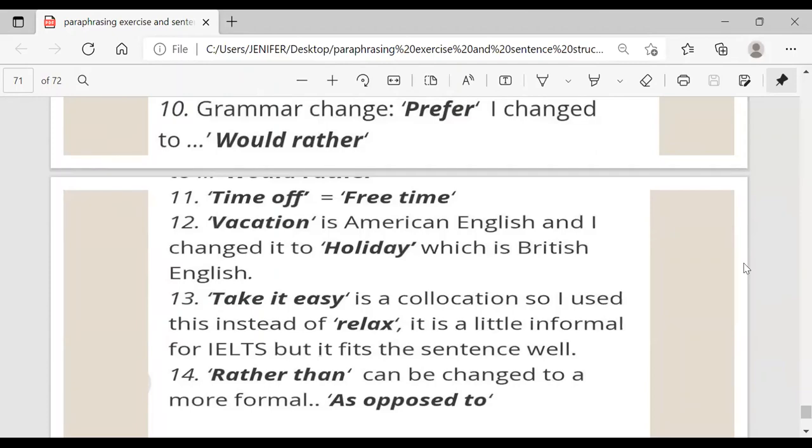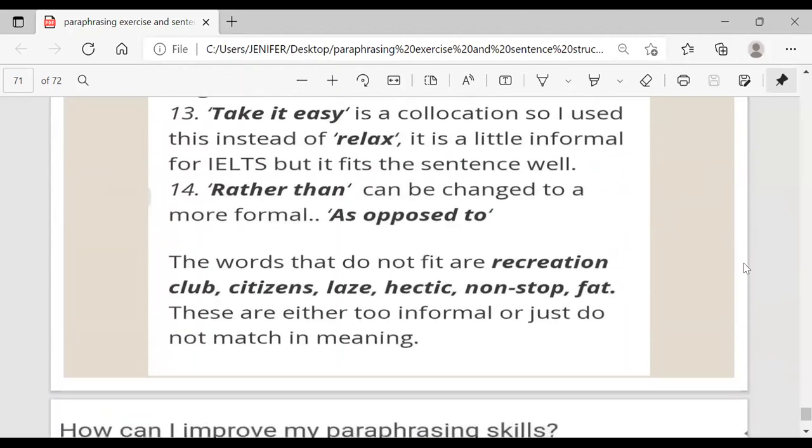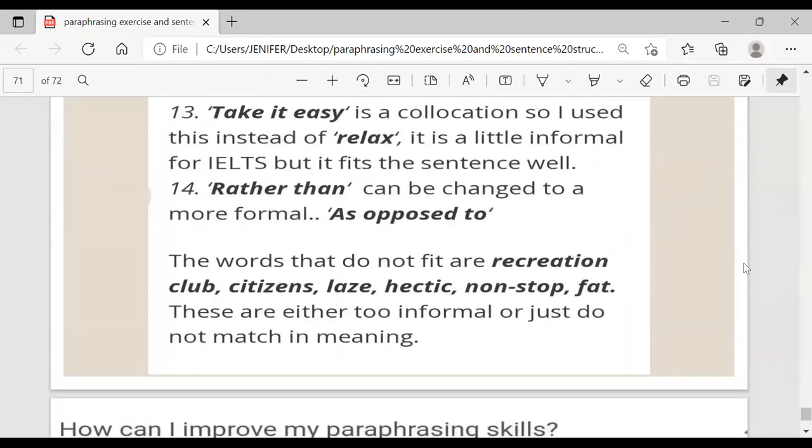It is a little informal for IELTS, but it fits the sentence well. Rather than can be changed to a more formal as opposed to. The words that do not fit are recreation club, citizens, lays, hectic, non-stop, fat. These are either too informal or just do not match in meaning.